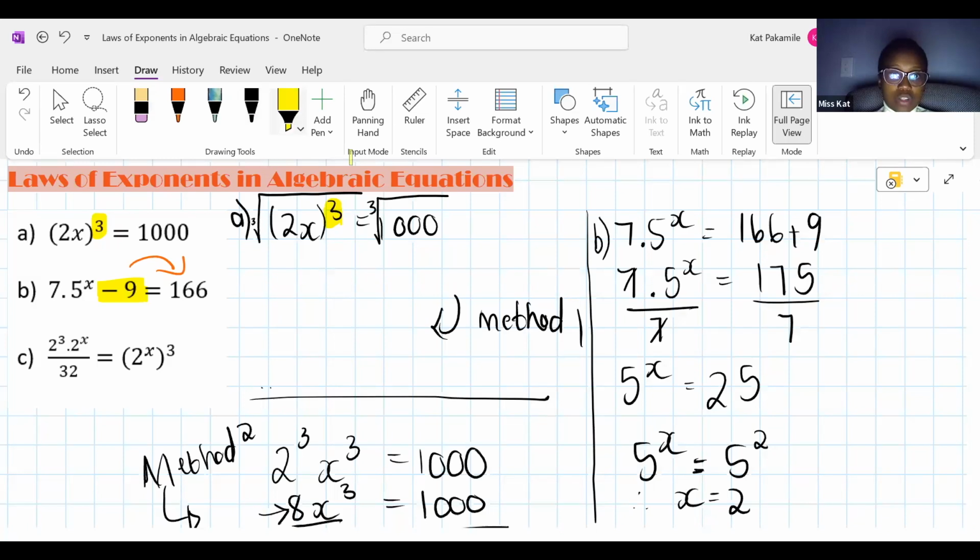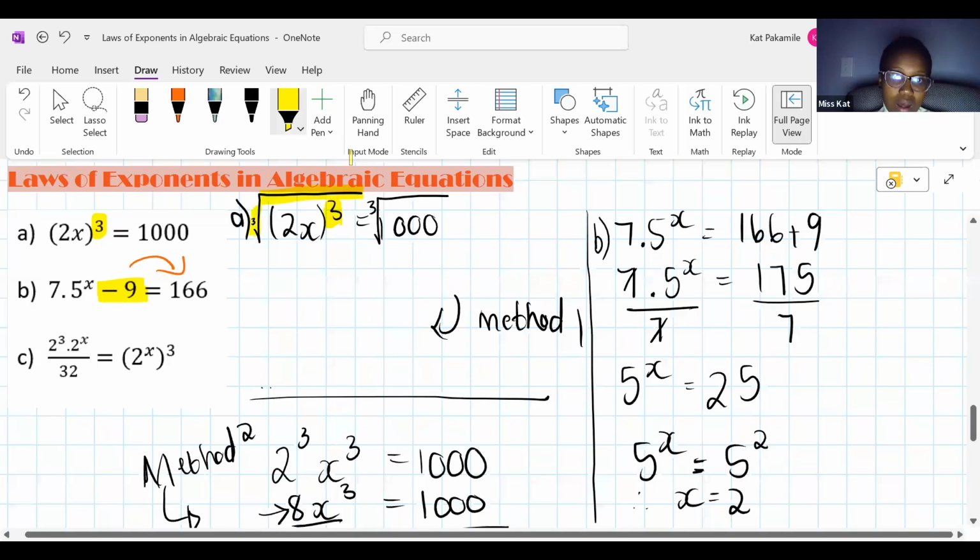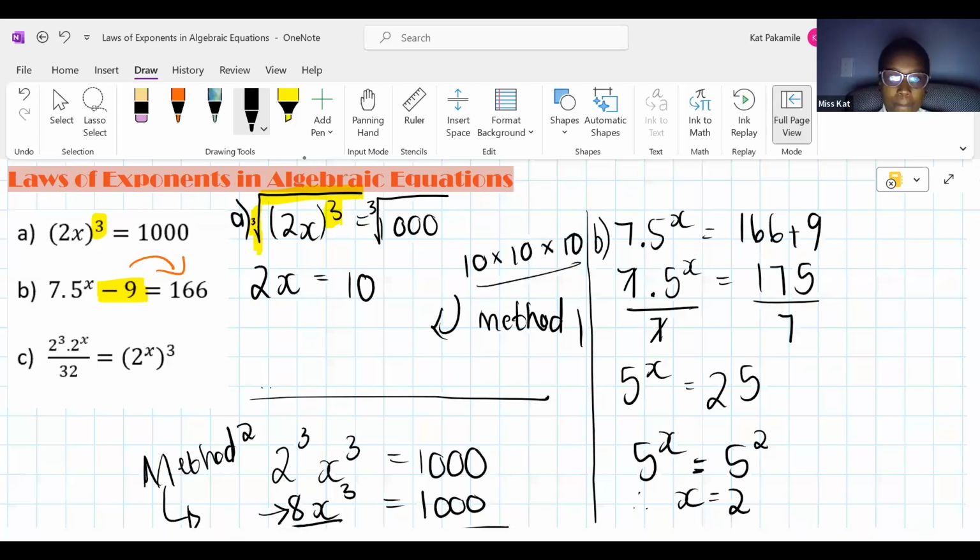So then this cube root on the left will cancel out with this cube on the left. So what's left is going to be 2x. And then if you check the cube root of 1000, the answer will be 10. Because cube root means what number do you multiply by itself 3 times? And the answer is 10. 10 times 10 times 10 is 1000. Are you with me so far?